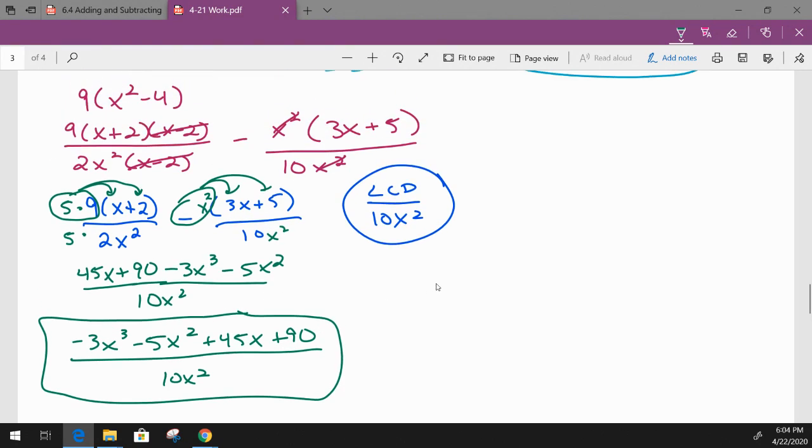So every once in a while, look to see if you can reduce within the fraction that you're adding or subtracting, like we did here with the x minus 2's and the x squareds. If you can, then you definitely want to do that to make your problem a lot easier.